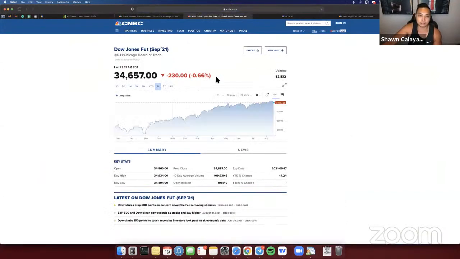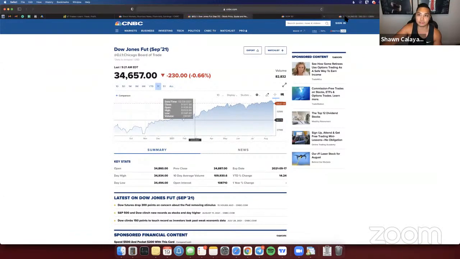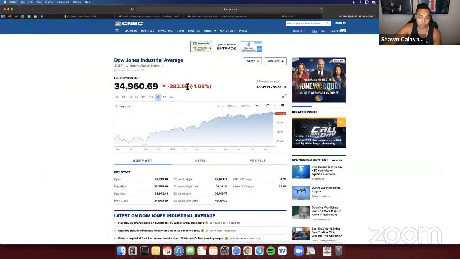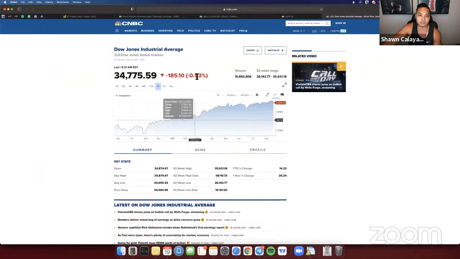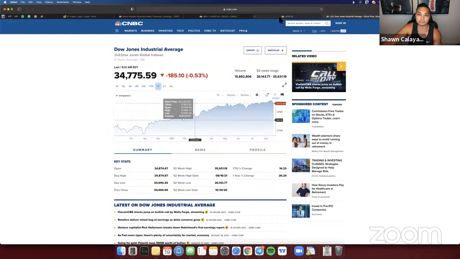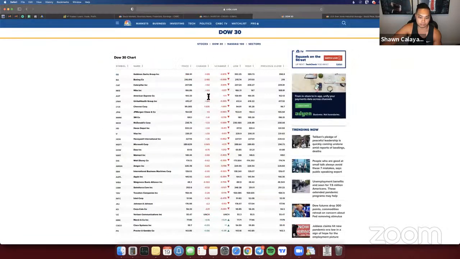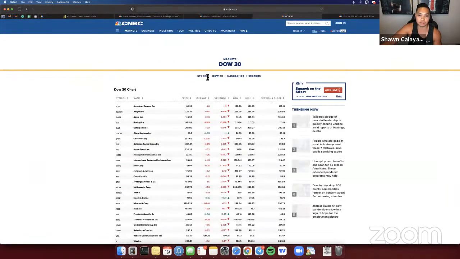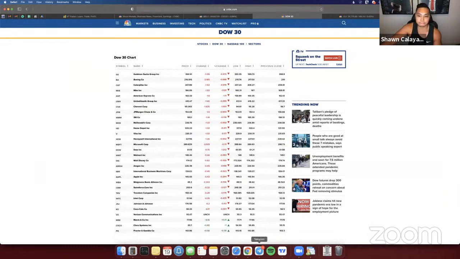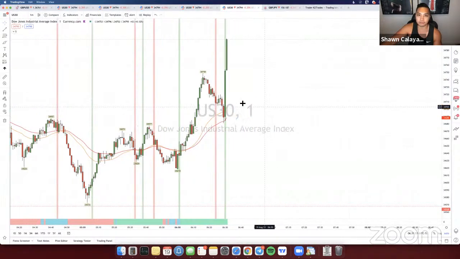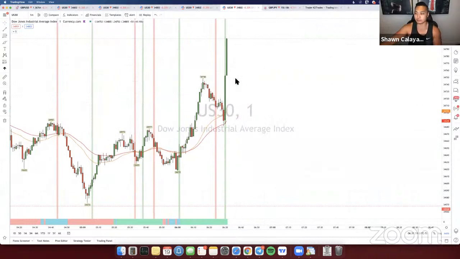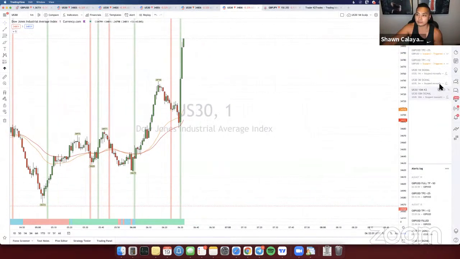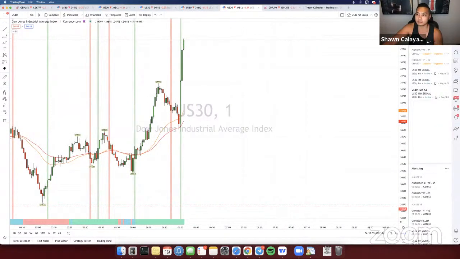Look at the daily here. The daily average is down 230 points. The futures are down 300, or no, right now the futures are down 185 points. And the actual stock index is straight red. So I don't think this is going to hold. I'm not going to take this. Obviously, I'm going to wait. So I'm not going to take the breakout today. I'm going to be looking for scalps after. So let me just turn on my alerts here.